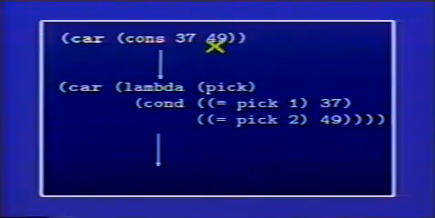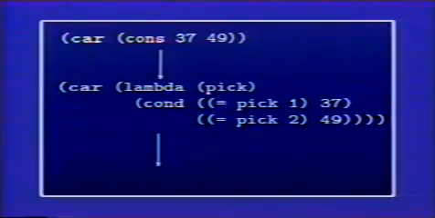What do we do? Cons is some procedure. Its value is, cons was a procedure of a and b. The thing returned by cons is its procedure body with 37 and 49 substituted for the parameters, namely 37 substituted for a and 49 substituted for b. So this expression has the same meaning as this expression. It's car of, and the body of cons was this thing that started with lambda, and says, if pick is equal to 1, where pick is this other argument, it's 37, that's where a was. And if pick is equal to 2, it's 49.